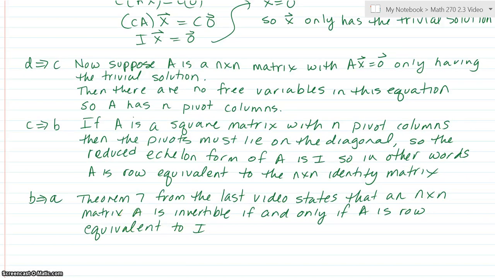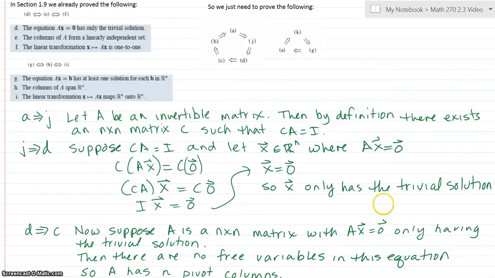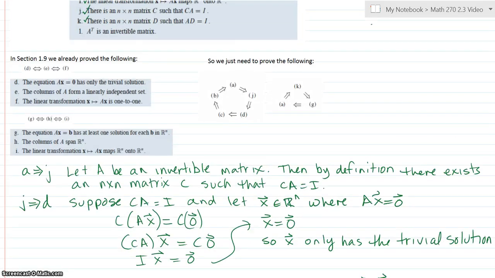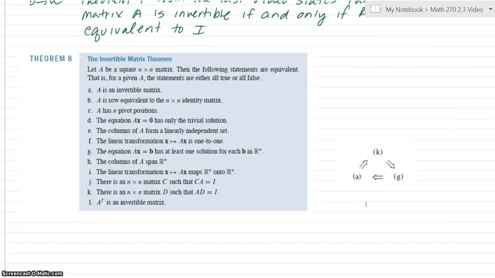By the way, the proof of this is in the book, and I think listed on the last video. So finally, all we need to prove are these: A implies K implies G, the second circle. So what I did here is I decided to recopy the theorem and just the little circle that we need to still prove, so I don't have to scroll back and forth each time. So let's go for A implies K.